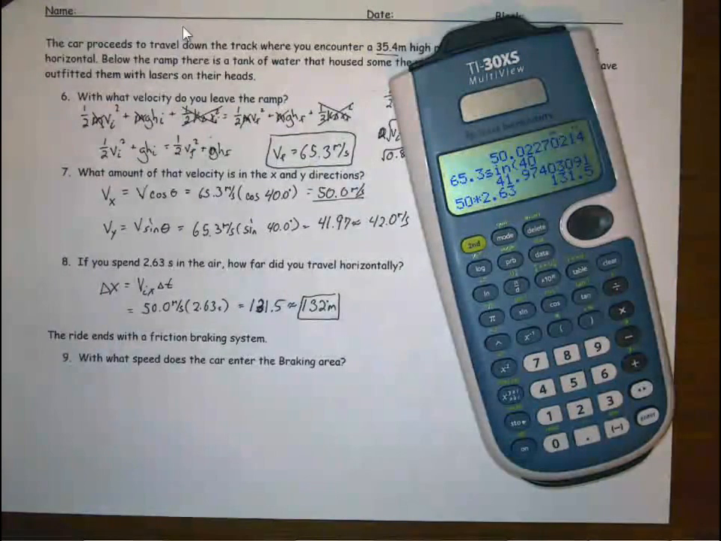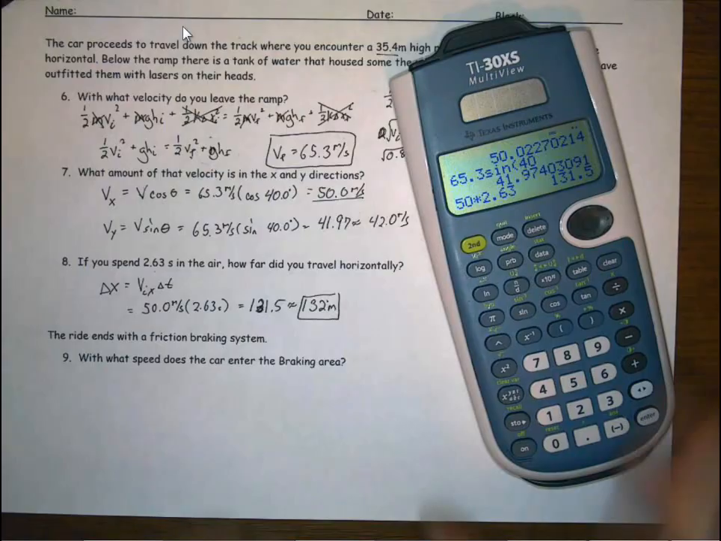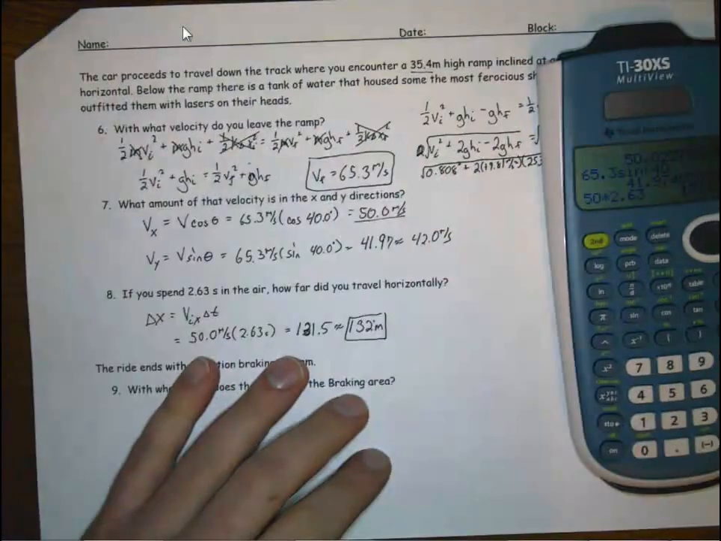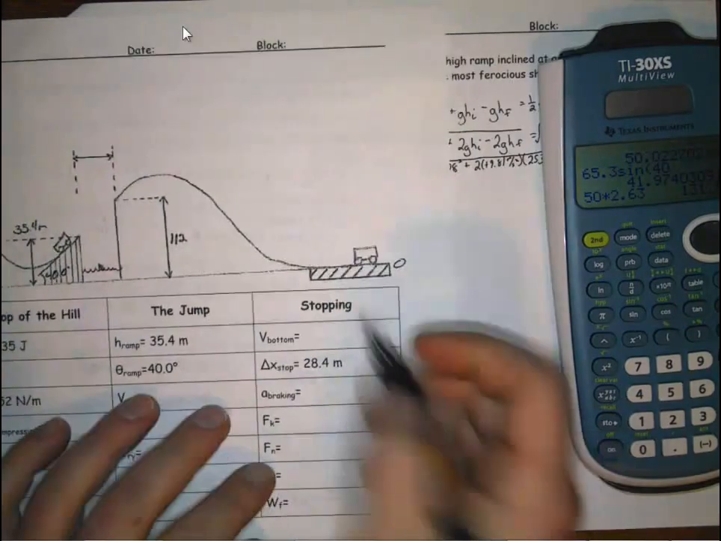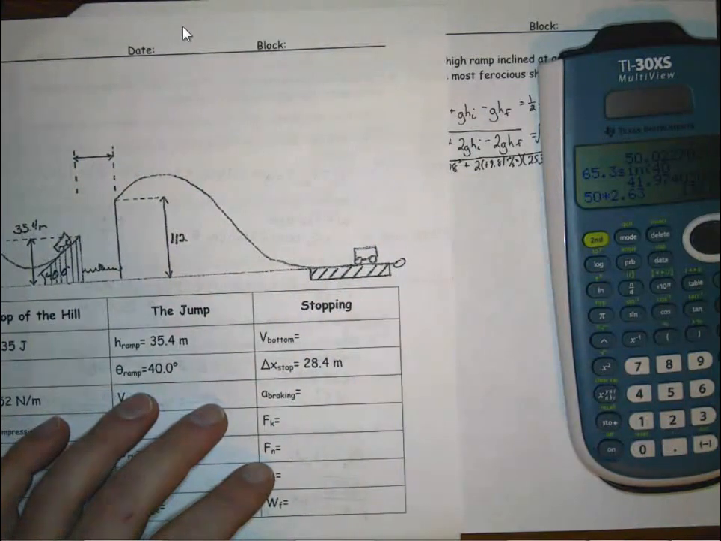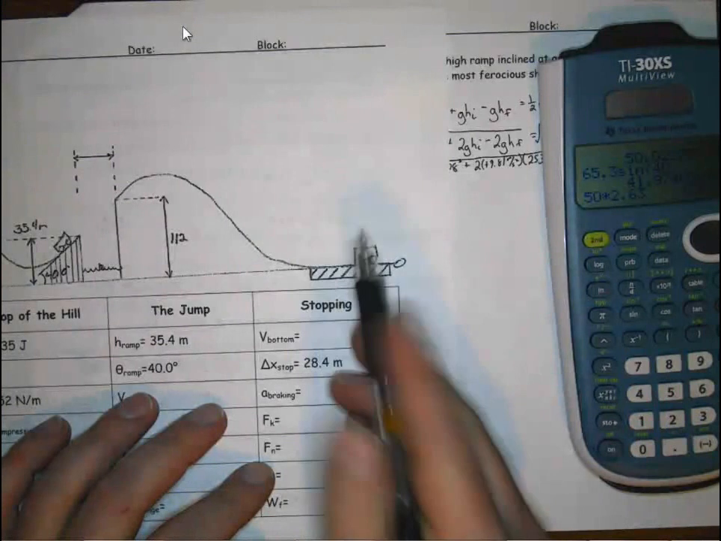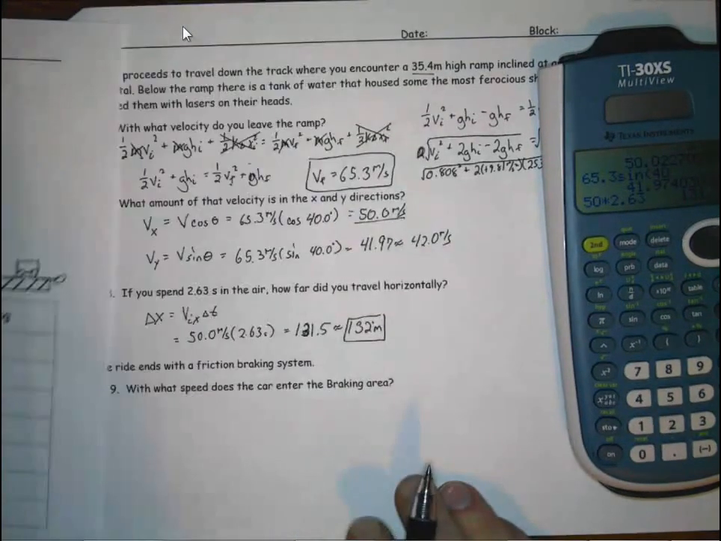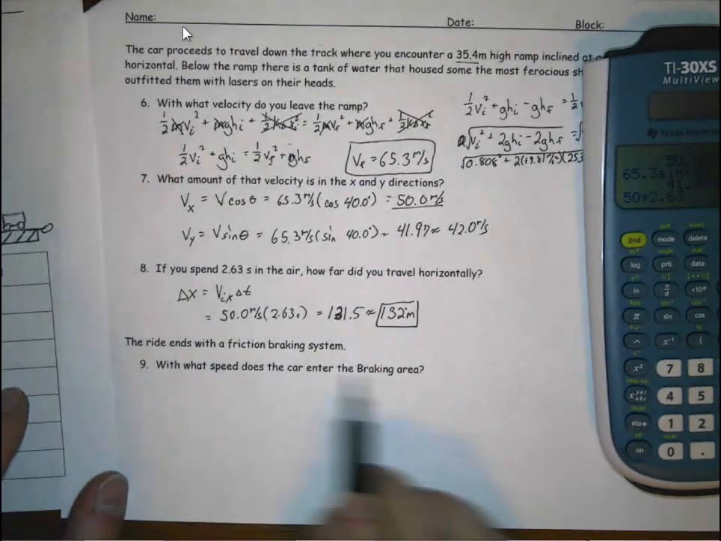Okay, the next thing that I want to look at is it says that the ride ends with a frictionless braking system. Now, if I look on my picture here, at the end, I am at my height equal to 0. So that means my final height is 0. So I need to figure out with what velocity do I enter this braking area.